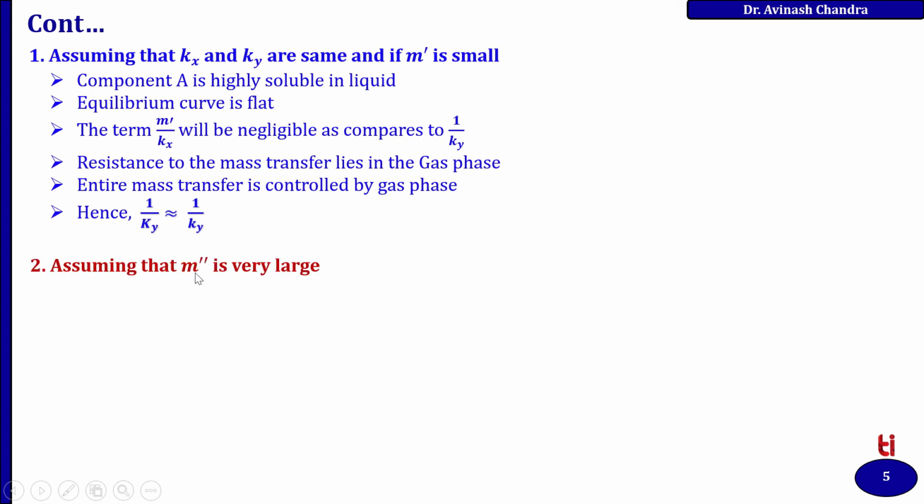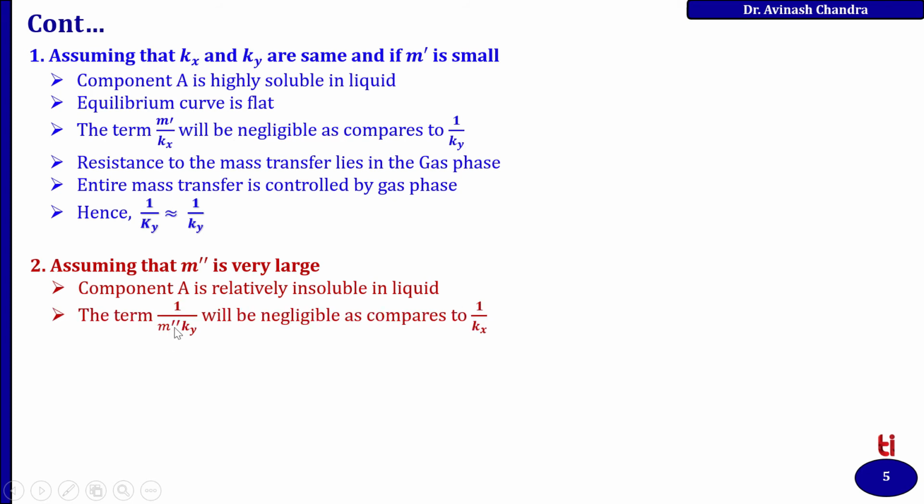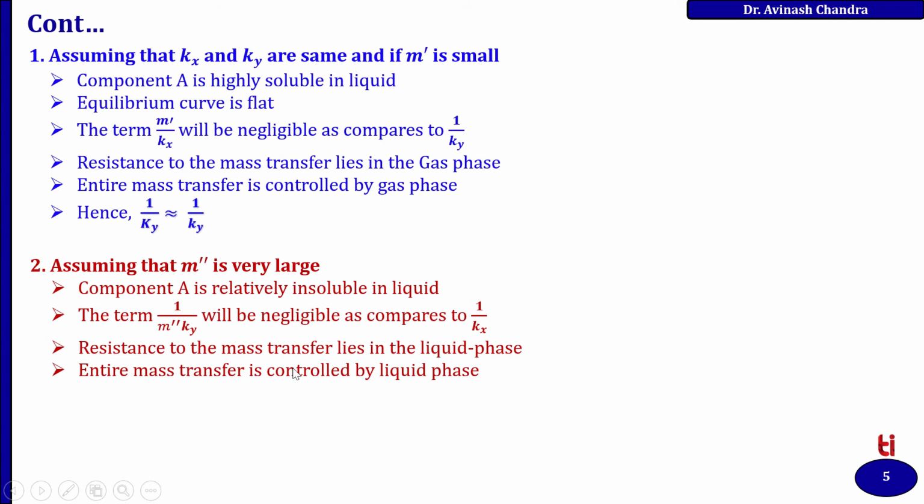Again, assuming that M double dash is very large, in that case component A is relatively insoluble in the liquid. The term 1 upon M double dash Ky will be negligible as compared to 1 upon Kx. The resistance to the mass transfer lies in the liquid phase, and the entire mass transfer is controlled by the liquid phase. Hence 1 upon capital Kx equals 1 upon small kx. So the overall diffusion is controlled by the liquid phase.